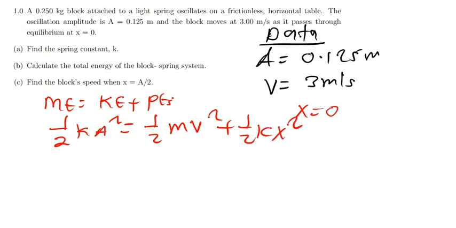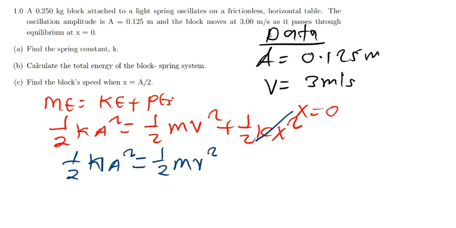We have been told that when it had the amplitude of 0.125 and was moving at a velocity of 3 meters per second, it was passing through the equilibrium position, where x is equal to 0. So when x is equal to 0, the elastic potential energy is 0, so this has to be cancelled. The only thing we're going to have is half kA squared equal to half mv squared. Our goal is to find k. We have half on both sides, so we can cancel the half, and we remain with kA squared equal to mv squared.